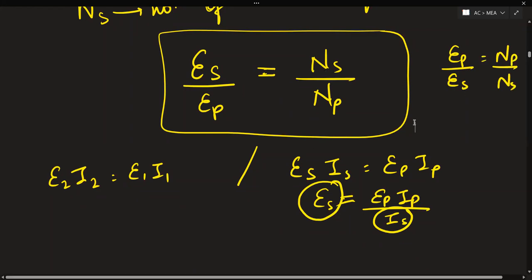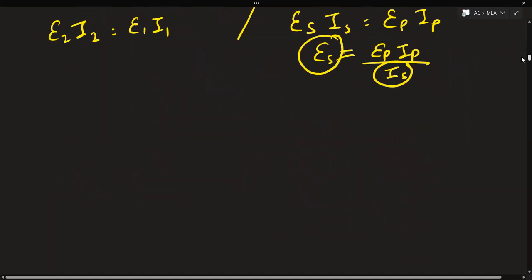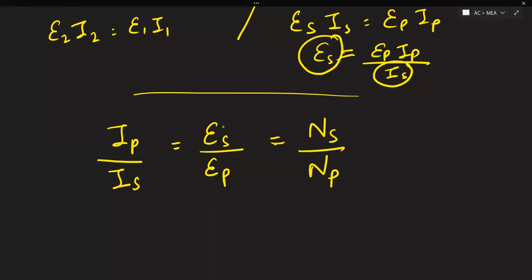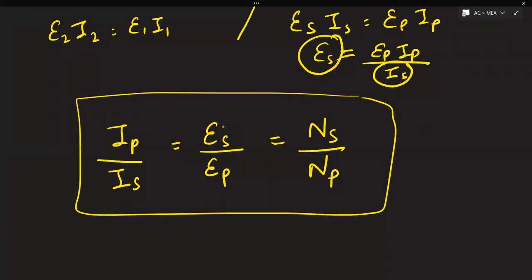But in case of current, the opposite occurs. So the formula for current is exactly the opposite. It is IP, the current in the primary coil, divided by the current in the secondary coil. This is equal to the voltage in the secondary divided by the voltage in the primary, which is further equal to the number of turns in the secondary divided by the number of turns in the primary. Notice the difference. These two are the same. This is opposite. So you can use any of these. You can even write NS by NP is equal to IP by IS. You can use these two as well. Whichever are suited, we use.